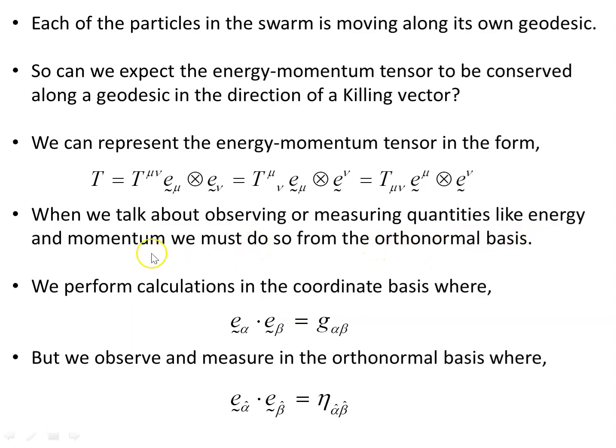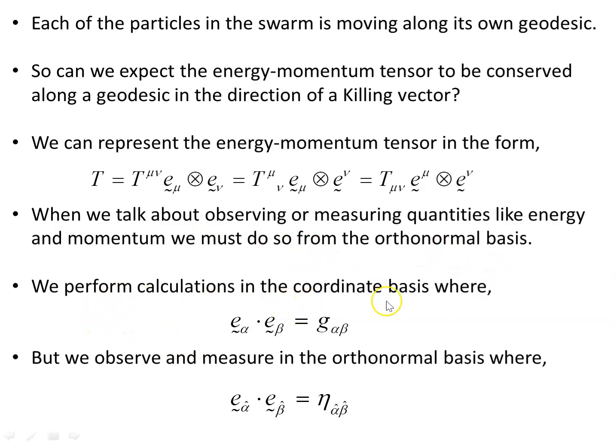Now, normally we work in general relativity in the coordinate basis, because our manifold is in terms of coordinates and positions and so on, and our basis vectors change from point to point. But if we're going to perform a measurement at a particular point in space-time, then we need to do that against an orthonormal basis. We need to work against a basis that is of unit length and orthogonal, and make all our observations and measurements relative to such a system. If we want to measure things like energy, momentum, and so on, then we need to do so from the orthonormal basis.